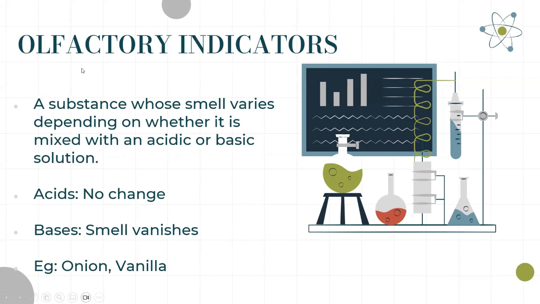Now let's come back to olfactory indicators. Olfactory indicators are substances whose smell varies depending on whether they are mixed with an acidic or basic solution. For example, in the presence of acids, there's usually no change in the smell, and in the presence of bases, the smell of these olfactory indicators vanishes. For example, we have onion and vanilla.